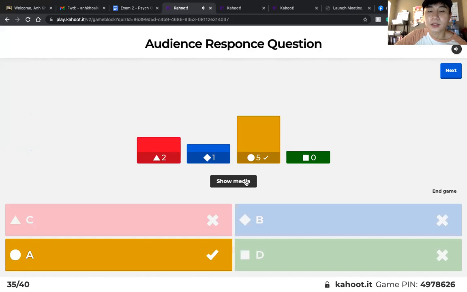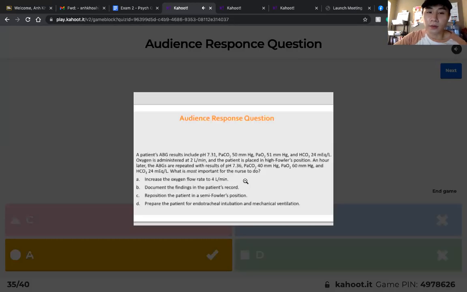All right. So the question was really long, so let's look at it again together. A patient ABG result includes pH 7.31. Okay, pH 7.31, the patient is currently in acidosis, right? PaCO2 50. All right, so they have elevated carbon dioxide. So this may be respiratory acidosis. PaO2 is 51 and SaO2 is 84. Oxygen is administered at 2 liters per minute and the patient is placed in high Fowler position.